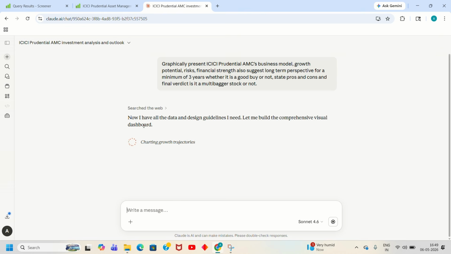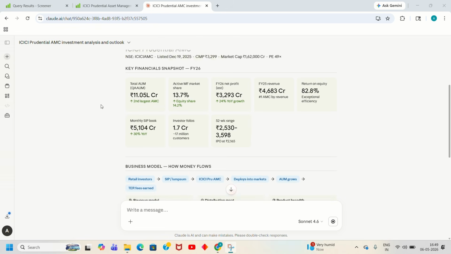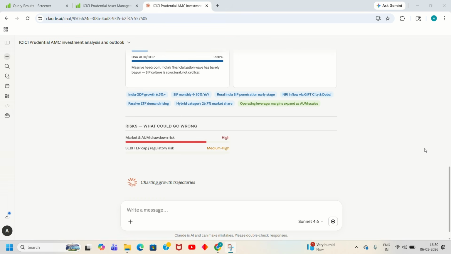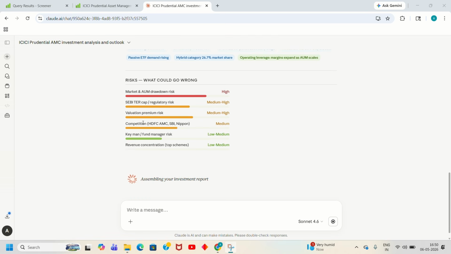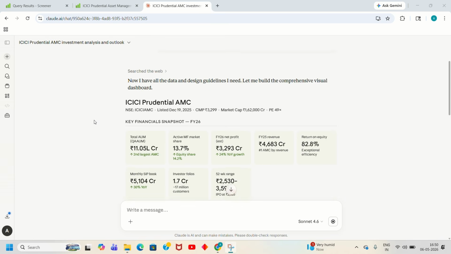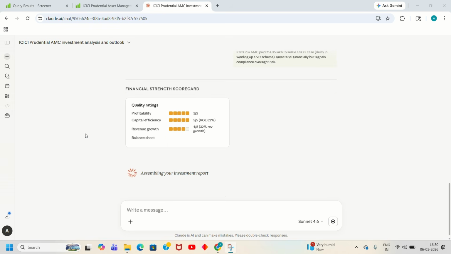It might take a little bit of time. So these are the final results as Claude has provided. It is still working. So here's the one thing that I like about Claude: it's extremely good with visualization, as you can clearly see.